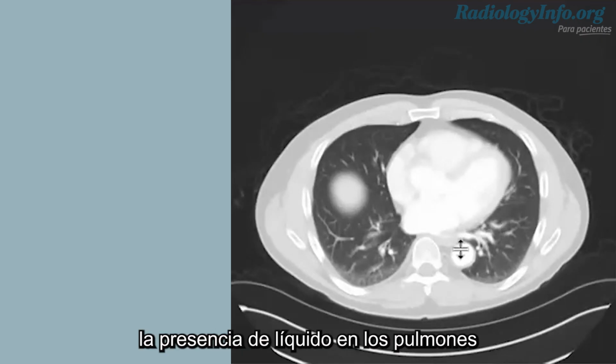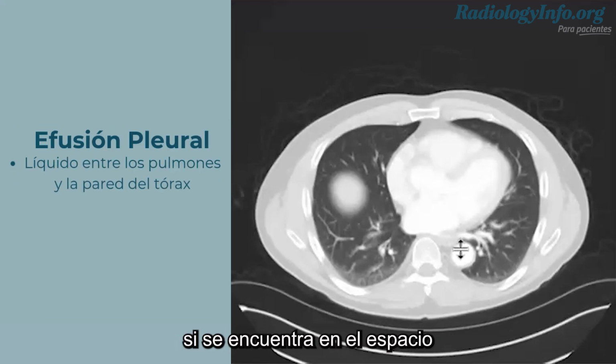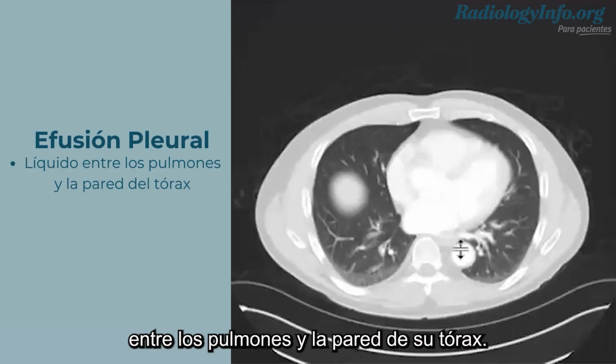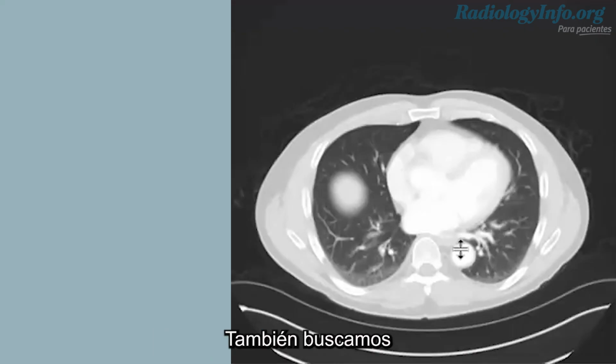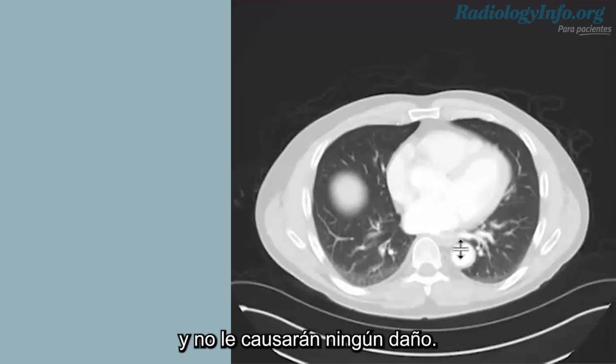We are typically looking for any fluid in the lungs, which may be called pulmonary edema if it's in the lungs, or a pleural effusion if it's in the space between your lungs and your chest wall. We're also looking for any pulmonary nodules. These are small little growths in your lung, many of which are benign and will cause you no harm.